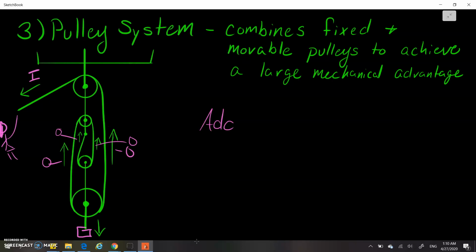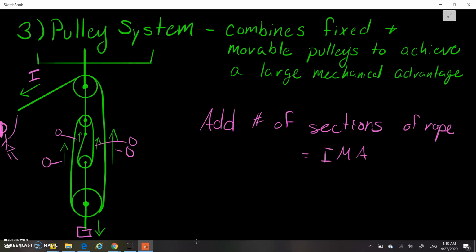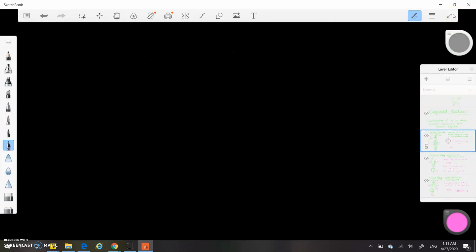Add your number of sections of rope to determine your ideal mechanical advantage. So in this particular case, I have 4 times the output. And that is it for all of these simple machines.